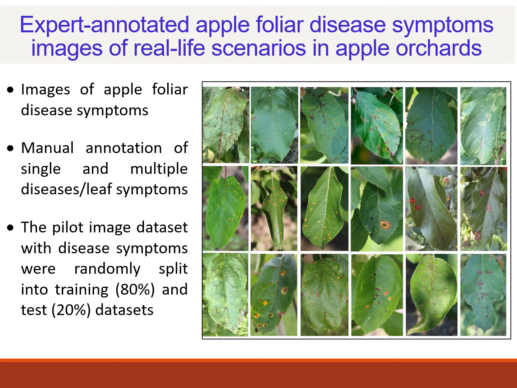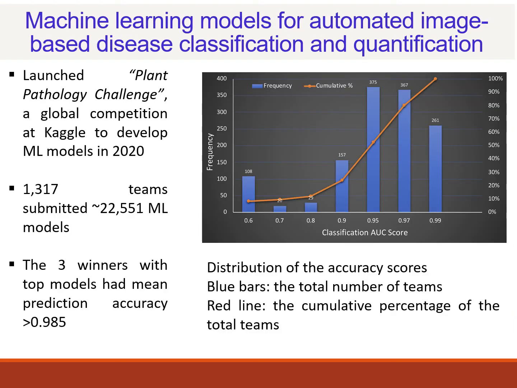We have set up and launched Plant Pathology Challenge global competition at Kaggle to develop machine learning models in 2020. Kaggle is machine learning competition platform from Google. It was really exciting to see a large number of teams interested in this competition. We had 1,317 teams submitting more than 22,000 machine learning models. And at the end of the competition, we identified three winners with top models that had prediction accuracy more than 98%.